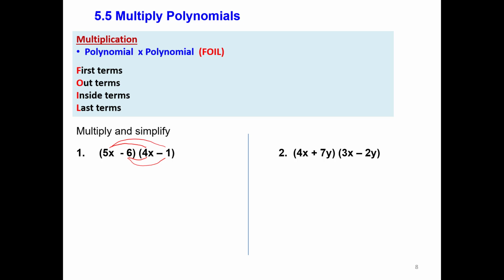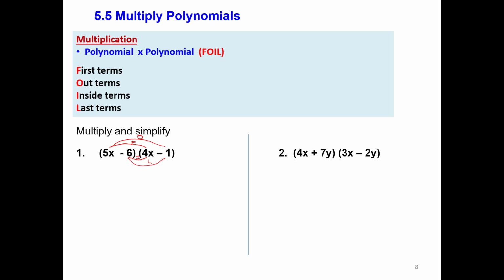Then some people use this word to remember how to multiply the polynomials, and it's called the FOIL method. You need to multiply the first terms. Yes, these are the first terms. You need to multiply the outside terms, the inside terms, and the last terms. This is the FOIL. Yes? And this is another way you can remember how to multiply the polynomials. And let's start with the first.